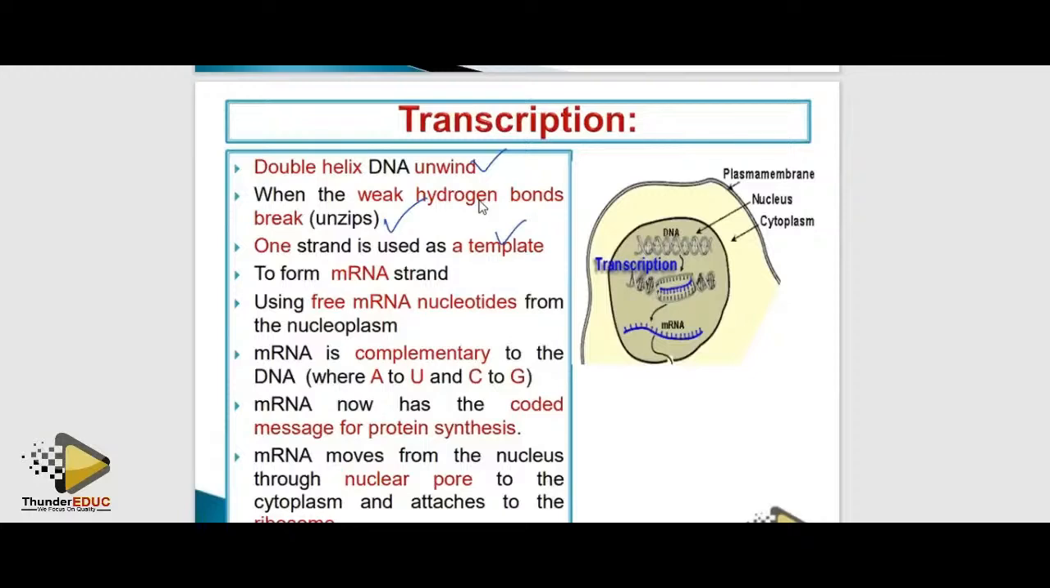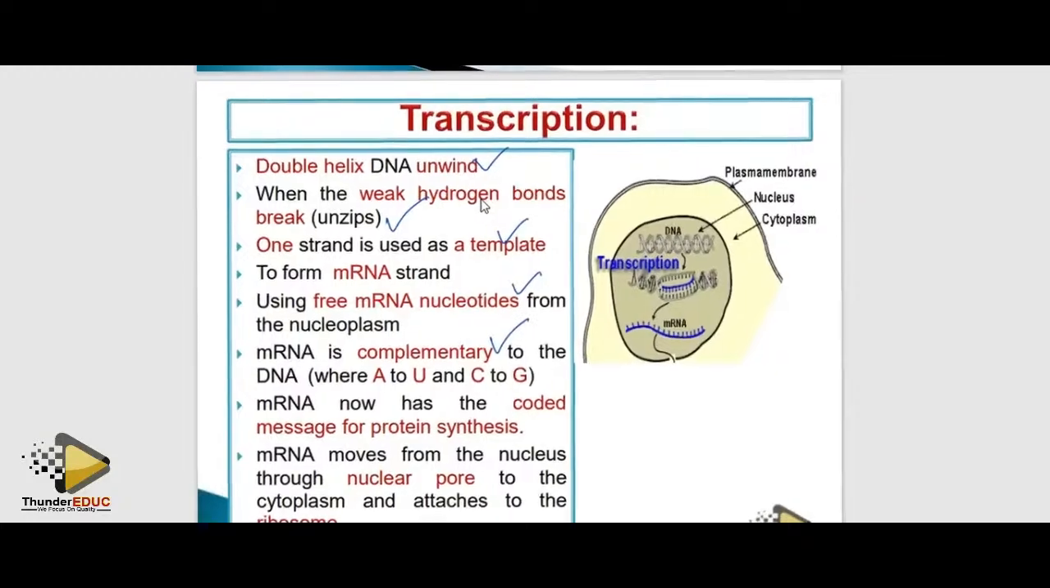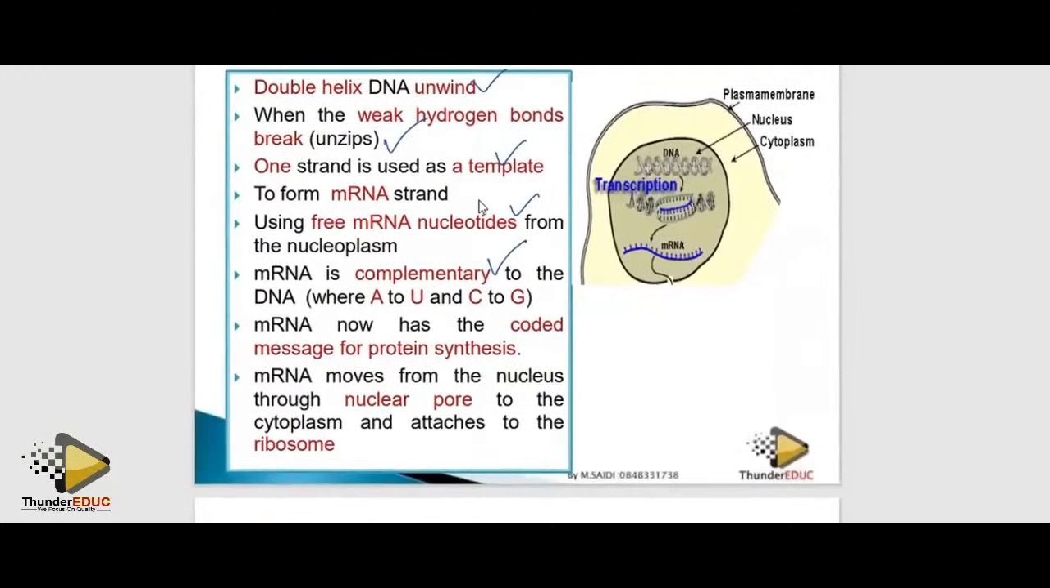One strand will act as a template for the formation of messenger RNA using free messenger RNA nucleotides. Then the messenger RNA is complementary to DNA, whereby A goes with U and C goes with G. Remember, this is transcription. You are forming messenger RNA. The messenger RNA now has the coded message for protein synthesis, and then it moves out of the nucleus via the nuclear pore, and it goes to the ribosome where it attaches itself. So you get all the marks. The reason why this book is in different colors is so that you know exactly where the marking point is.